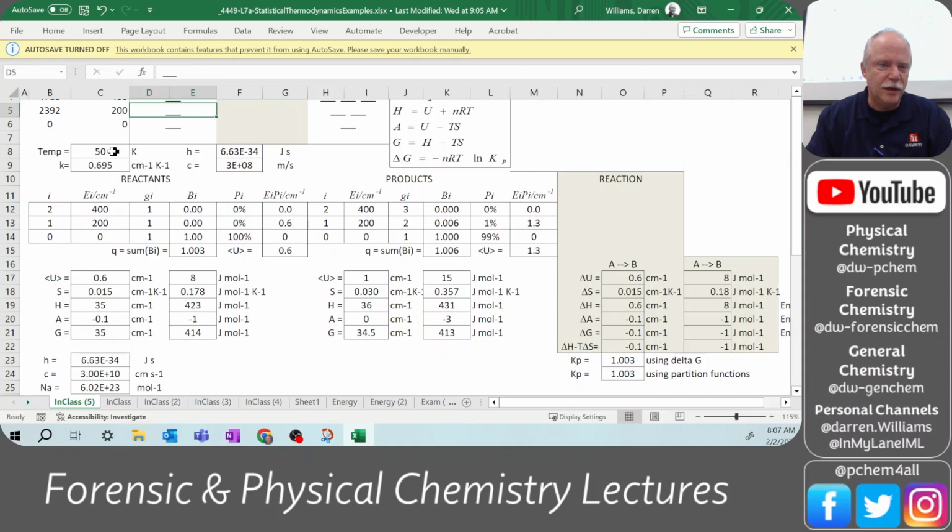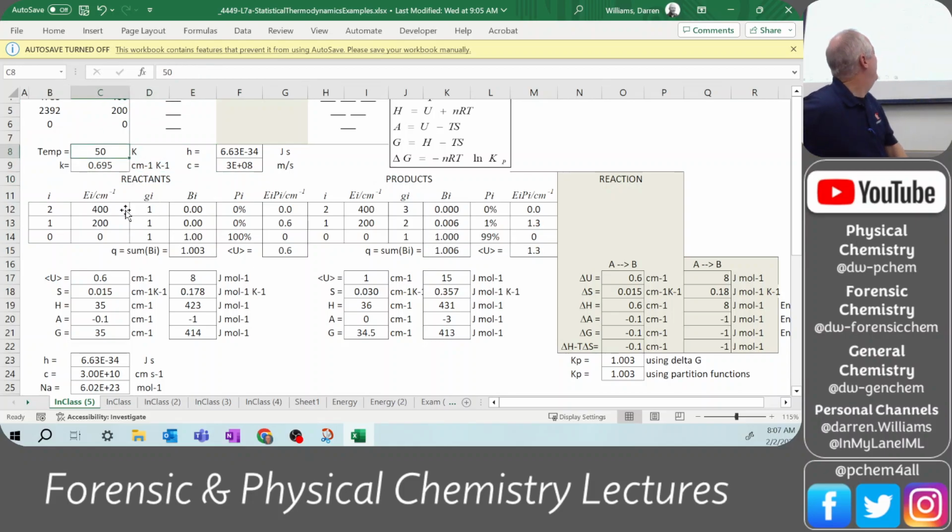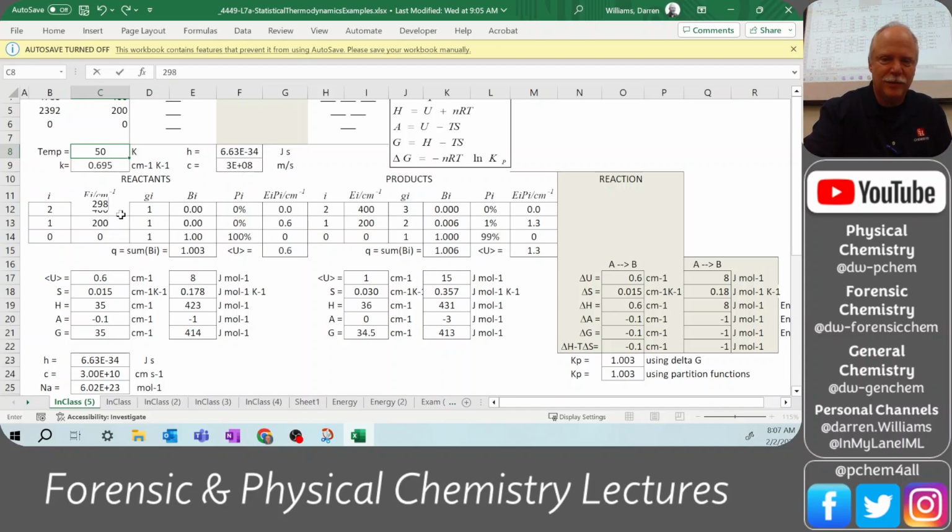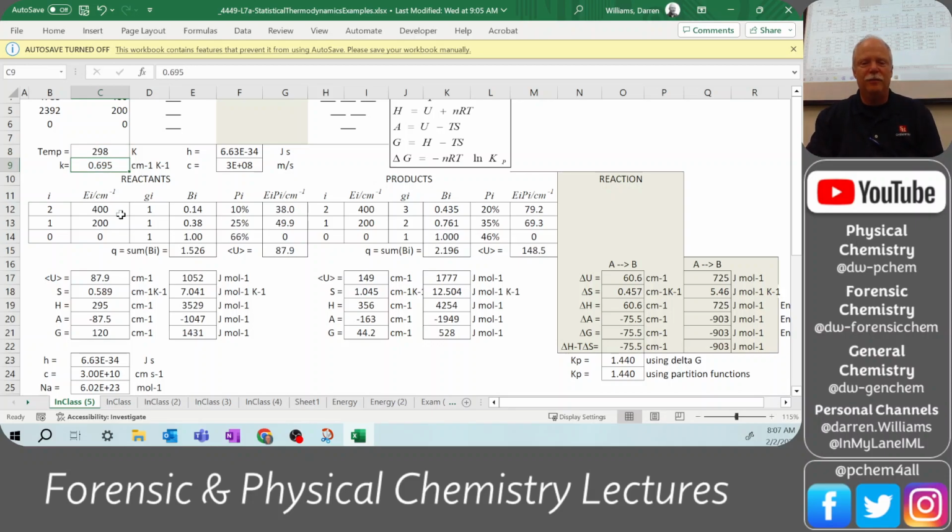Why won't it let me select it? That's weird. It's selecting like above. There we go, I got it. Okay, so 298, right? Room temperature. So our equilibrium constant that we calculated was 1.4.